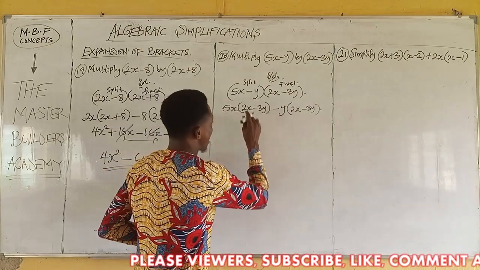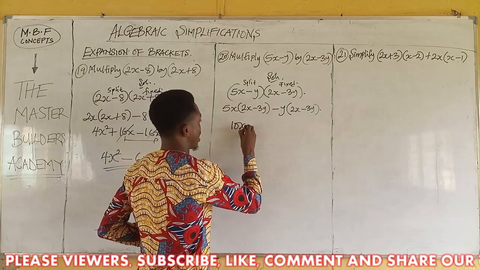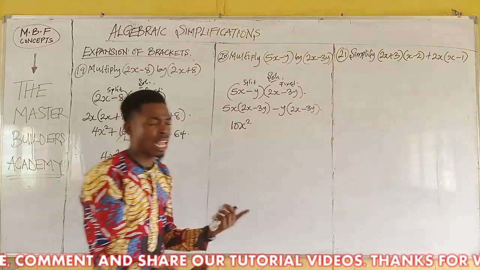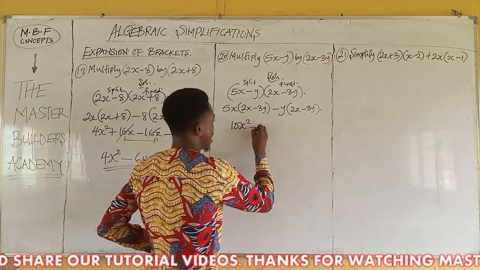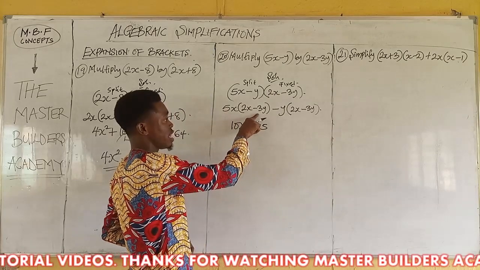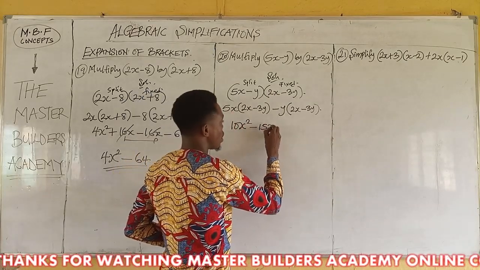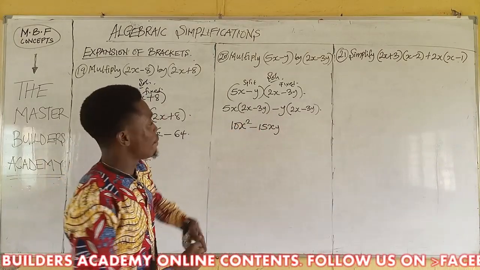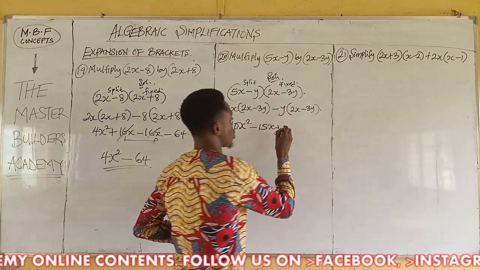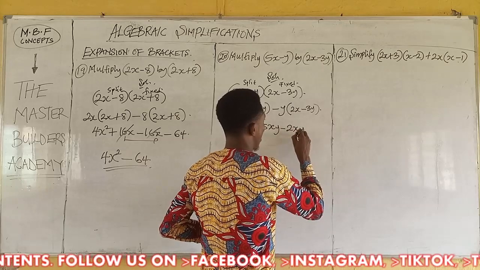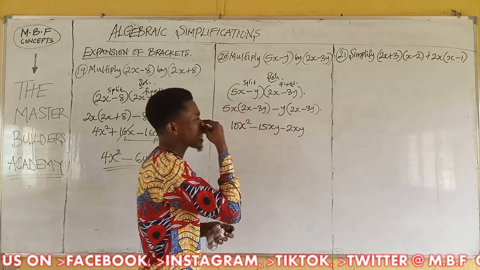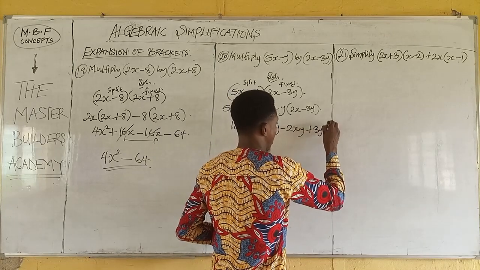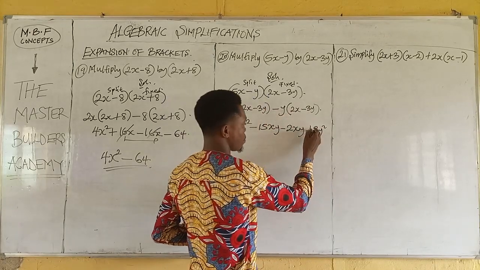Now, 5x times 2x, guys, we are going to have 10x squared. And 5x times minus 3y, we are going to have minus 15xy. Yes, 5 times 3 is 15, and x times y is xy. Now, minus y times 2x, guys, we are going to have minus 2xy. And minus y times minus 3y, we are going to have plus 3y squared. Yes, minus times minus is plus.